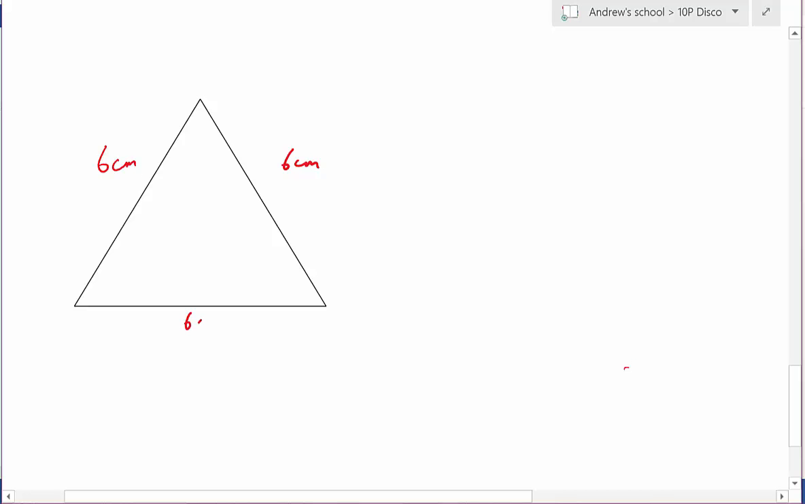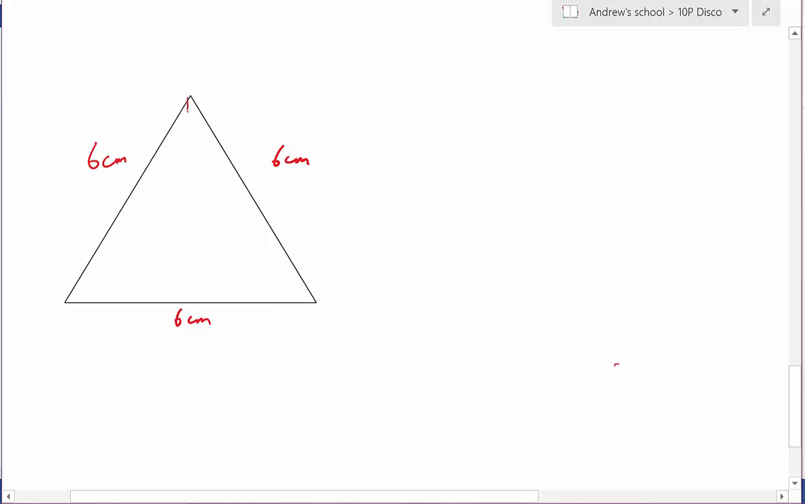Because it is equilateral, we know that it is also isosceles, which means that the perpendicular from the vertex meets the base halfway, which means that this is a right angle and this is 3 centimeters. So we can use Pythagoras to work out what the height is. Pythagoras tells us that the hypotenuse squared is equal to side squared plus the side squared.